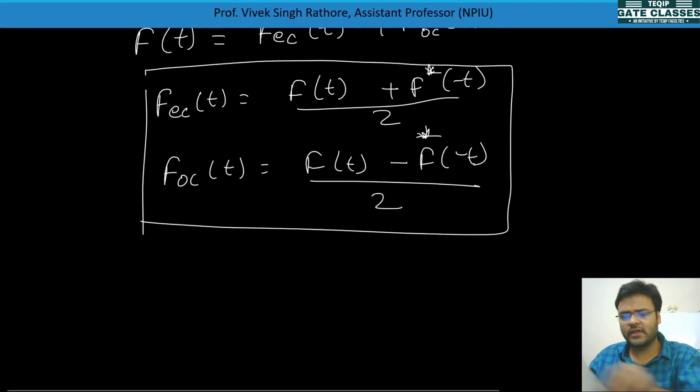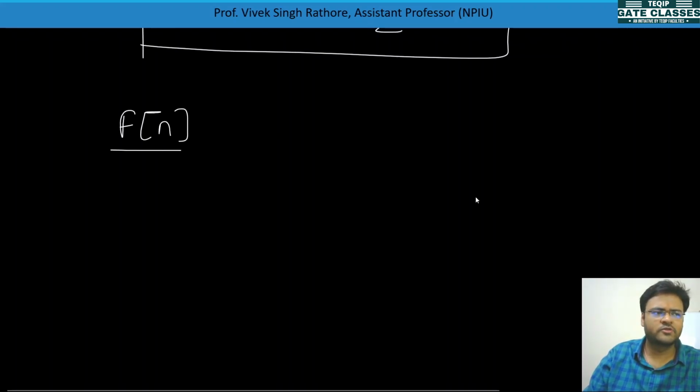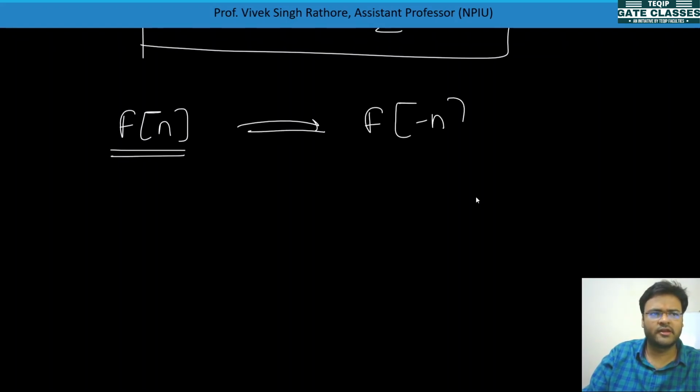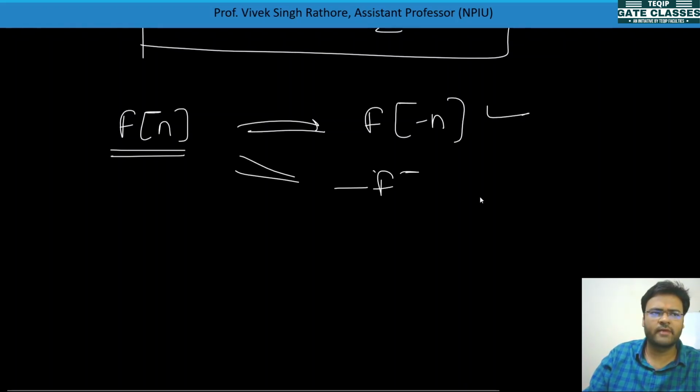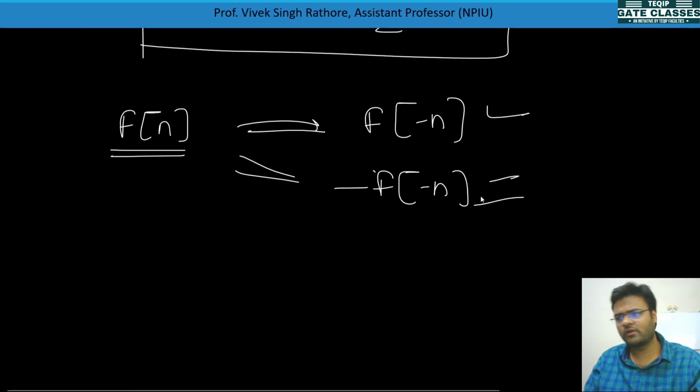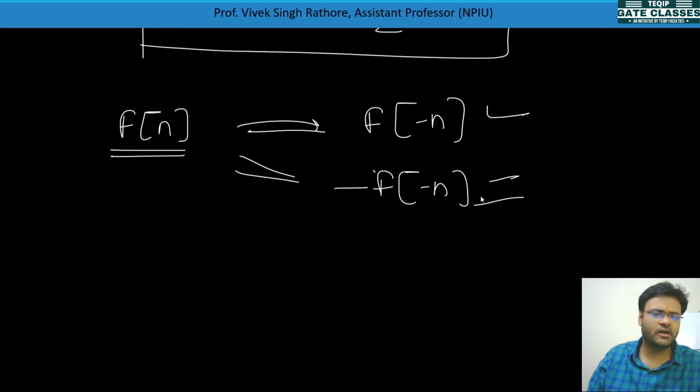This was the portion we have seen, and you can apply it for discrete time signals also, because a discrete time signal is f of n only. If f of n equals f of minus n, then it is an even signal. When f of n equals minus f of minus n, then it is an odd signal. And when both are not satisfied, it is neither even nor odd. The same applies to the even conjugate part for complex valued discrete time signals.